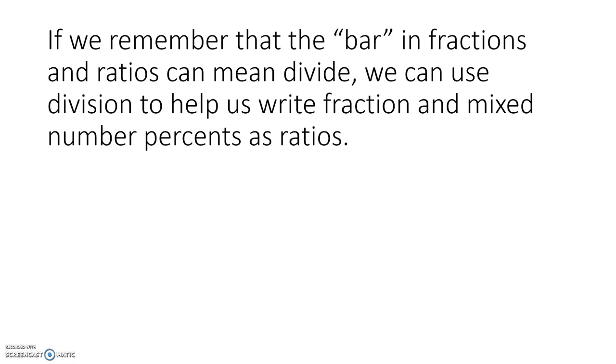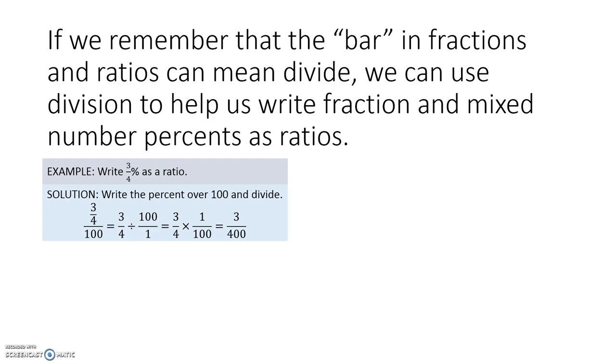Remember that the bar in fractions and ratios can mean divide, so we can use division to help us write fractions and mixed number percents as ratios. Write 3/4% as a ratio. Remember that we would start by writing it over 100, but 3/4 over 100 is really the same thing as 3/4 divided by 100, or 100 over 1. If we apply KFC to that, we get 3/4 times 1 over 100. There's no cross cancellation to do, so we get 3 to 400 as the ratio for 3/4%.